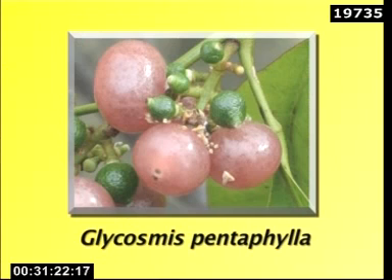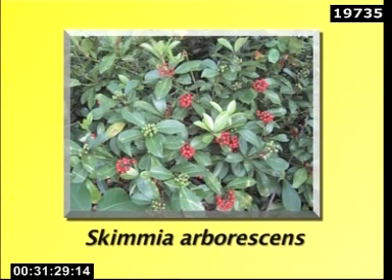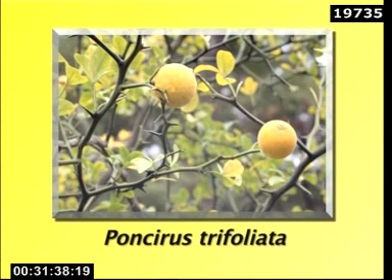Glycosmis pentaphylla is grown for its glossy dark foliage and white or pinkish berries. Another species, Skimmia arborescens, is grown usually for its handsome foliage and bright red berries. Poncirus trifoliata is an excellent hedge for difficult areas of the landscape and is also grown as a specimen and often used as a hardy rootstock for oranges and other citrus cultivars.